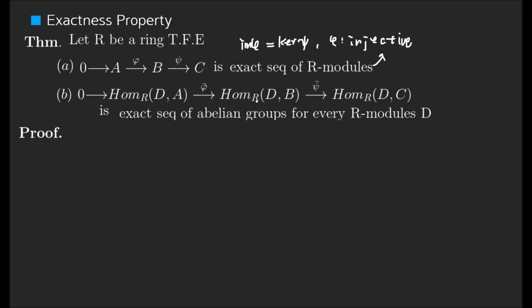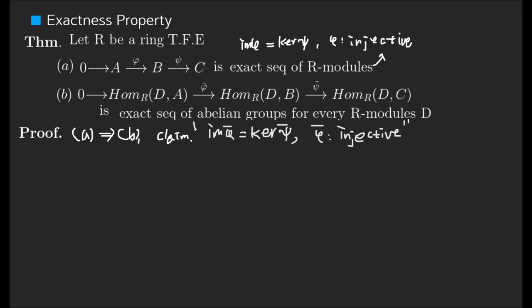And the second statement: this is also an exact sequence of abelian groups for every module D. Then, starting from A to B, our claim, also note that this also does not exist, is just the definition of the exact sequence: image psi is equal to kernel, and the map is also injective. This is our claim.